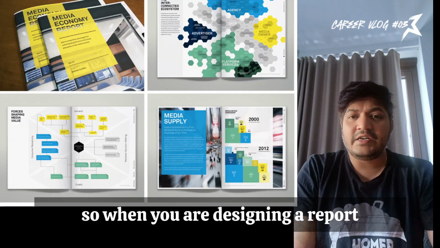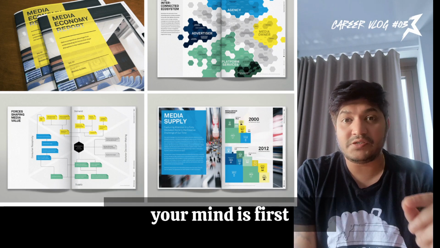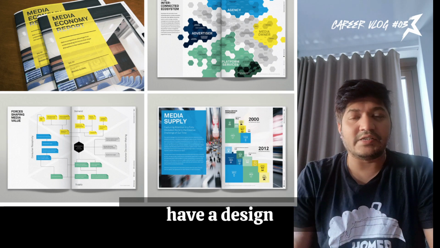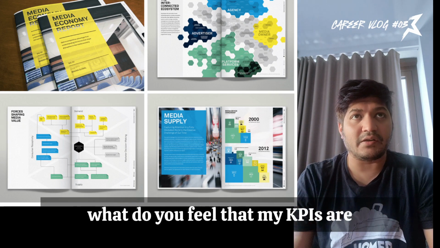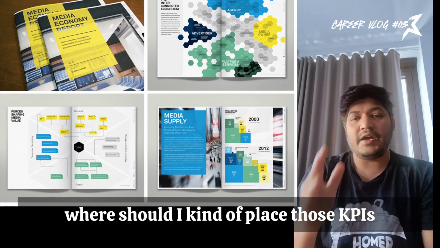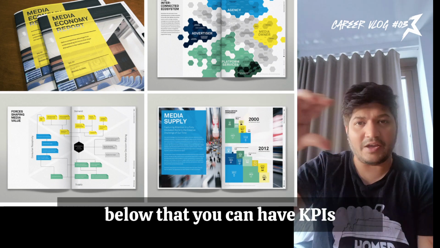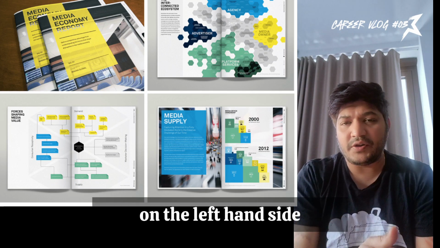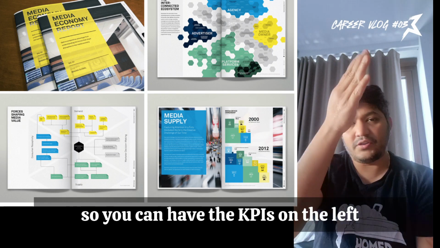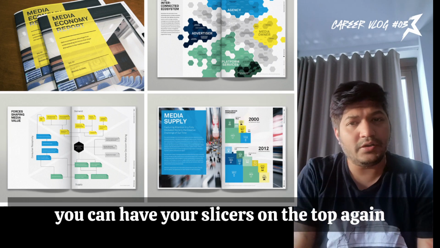So when you are designing a report, the most important thing to keep in mind is, first, be creative. First take a pen and paper and make a design. What do you feel your KPIs are, as part of the initial analysis you have done? Where should I place those KPIs? You can have a title on the top, below that you can have KPIs. On the left hand side you can have a slicer pane, or you can do it either way. You can have the KPIs on the left and your slicers on the top.